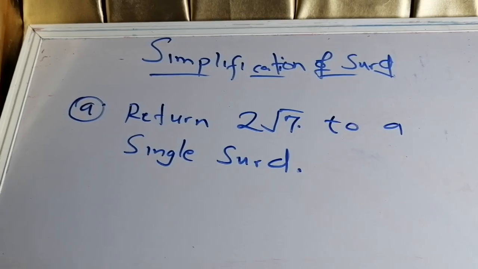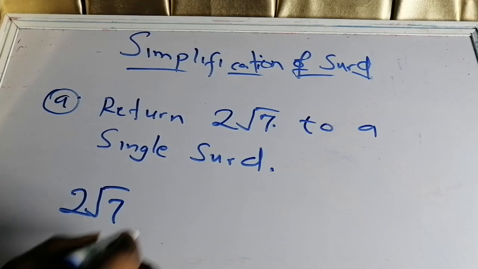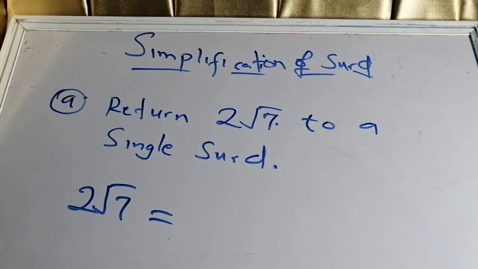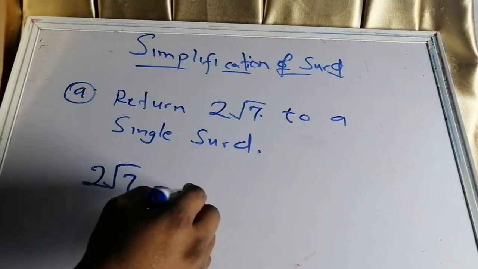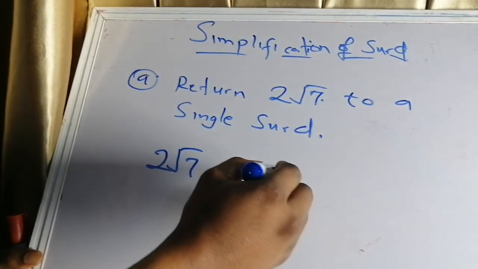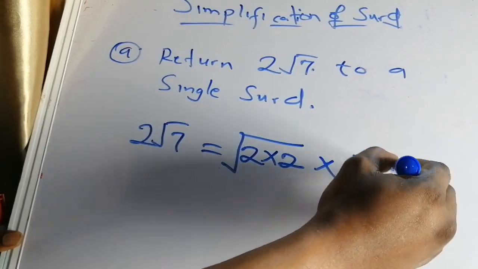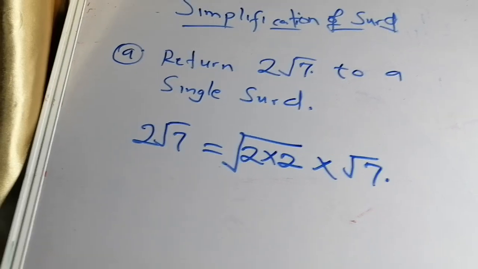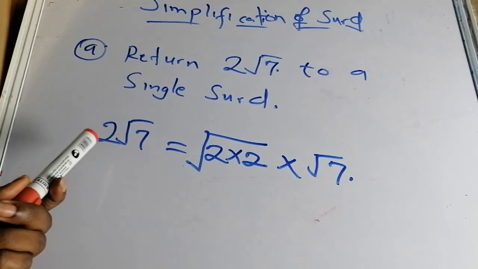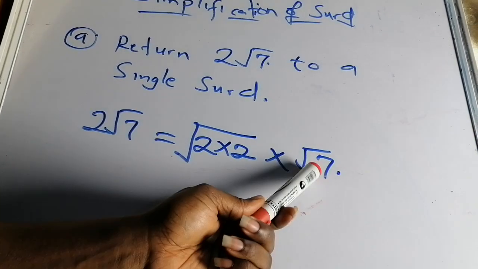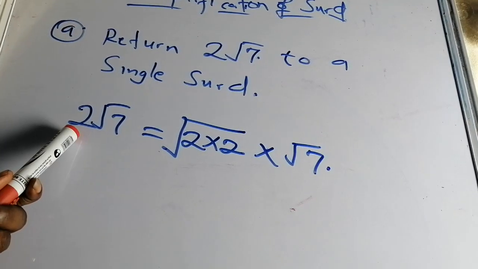So if they ask you to return 2 root 7 to a single surd, what can I do? Before I square this 2, let me turn it to 4. That will be 2 times 2, times root 7. If you look, it's very, very simple. Now, 2 times 2 is 4. Square root of 4 is what? 2. And this is root 7 here. 2 times 2 is 4. Square root of 4 is still 2.